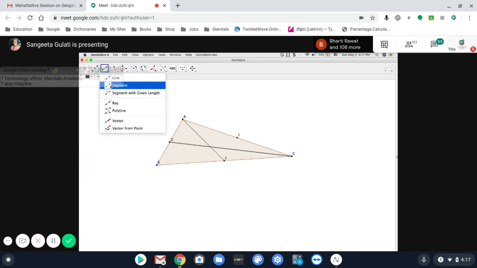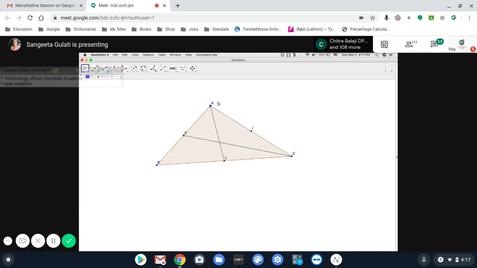And then we start verifying that conjecture. If I take the segment and click on B, then click on F, we see that as we drag the vertex A or the vertex B, they all seem to be intersecting at the same point. And that is where we come up with the result that the medians of a triangle are concurrent. And we can then identify this particular point.